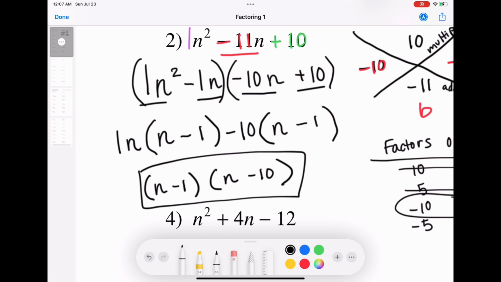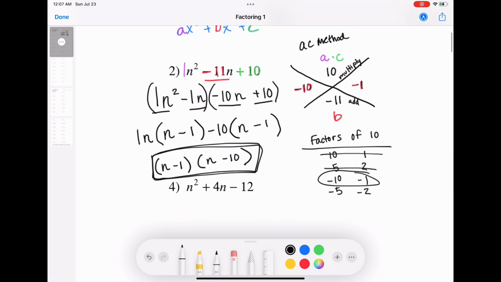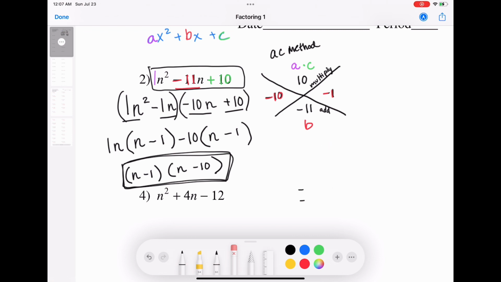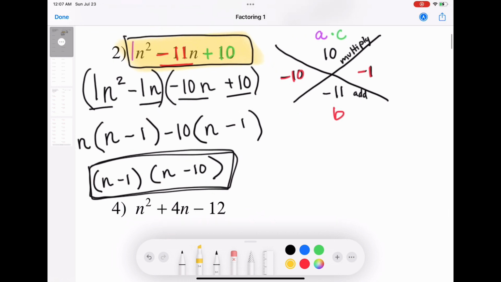Now, I just want to point out, to check your work and make sure you did this all right, you would just take these two binomials and you would do FOIL. So I'm going to go ahead and do FOIL right now. And if I do the FOIL right, I should get this original answer right here. So let me just make some space off to the side. And this is what I'm looking for when I FOIL. And this is what I'm going to FOIL. So I'm doing n minus 1 multiplied by n minus 10.